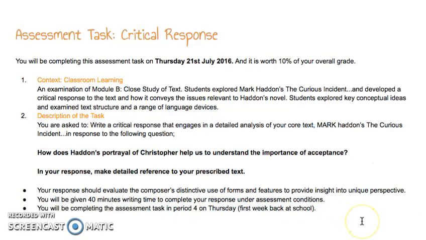course, Christopher. You will be given 40 minutes writing time to complete your response under assessment conditions. Guys, make sure that you are practicing writing under exam conditions, because it doesn't matter if you come up with the most amazing response, and then you cannot write it within that time frame, you're going to be screwed. So you need to make sure that you can actually write under pressured, stressed, and examination conditions that are timed, of course. You will also be completing this assessment task in period 4 on Thursday. And again, like I said, that is the first week back at school. Make sure you are prepared, okay?